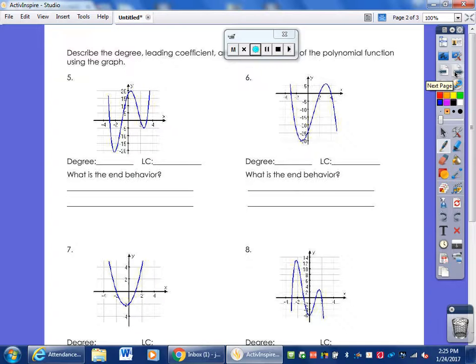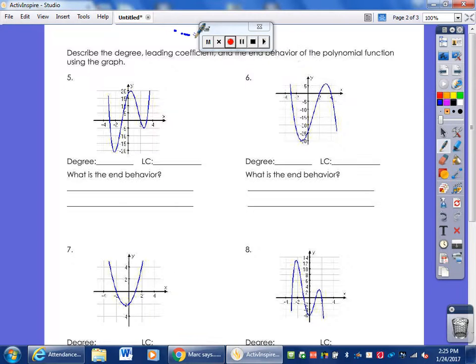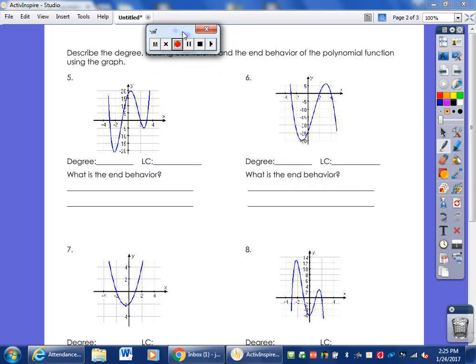Number 5. Sorry, I didn't realize it was back. Describe the degree and leading coefficient and the end behavior of the polynomial.